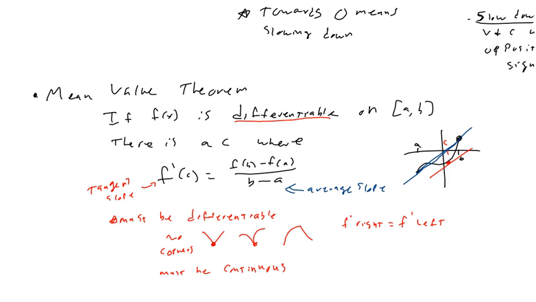That's the mean value theorem. Again, you find the derivative of the function and the average slope, and you set the derivative equal to that average slope, and then you find this value c. Find the spot.